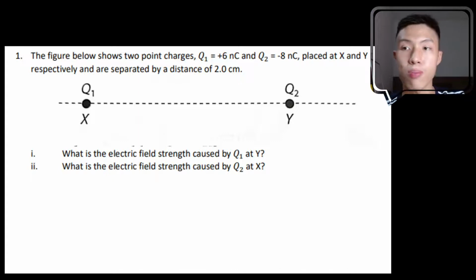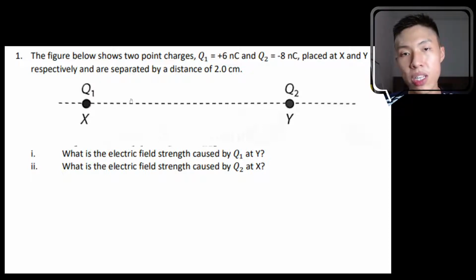Let's try to solve this problem here. It says that the figure below shows two point charges, Q1, which is 6 nanocoulomb, and Q2, which is negative 8 nanocoulomb, and they are placed at X and Y respectively, and are separated by a distance of 2 cm.